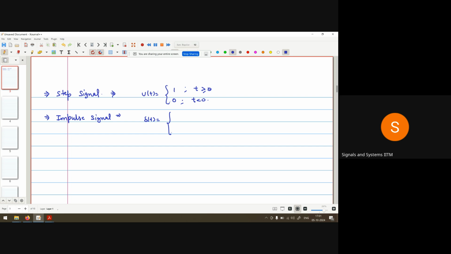So please make this class more interactive. That will be better, I think. So impulse signal is delta t is 1 at t equal to 0, and 0 at t not equal to 0, otherwise. Okay. Now what is the relation between step signal and ramp signal?